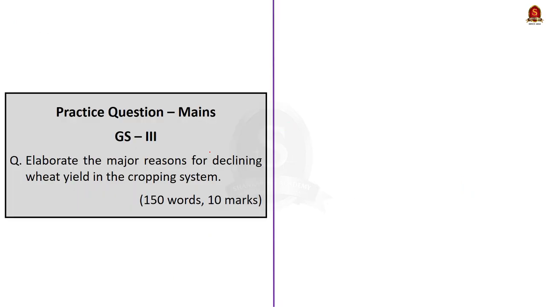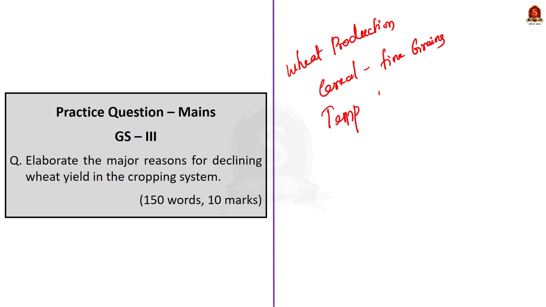In today's discussion, we saw some basics about wheat production. It is a fine grain which falls under the category of cereals. It is a temperate and subtropical crop. It requires cool growing conditions like moderate temperature, annual rainfall of 50 to 70 cm, and during harvesting it needs bright sunshine.